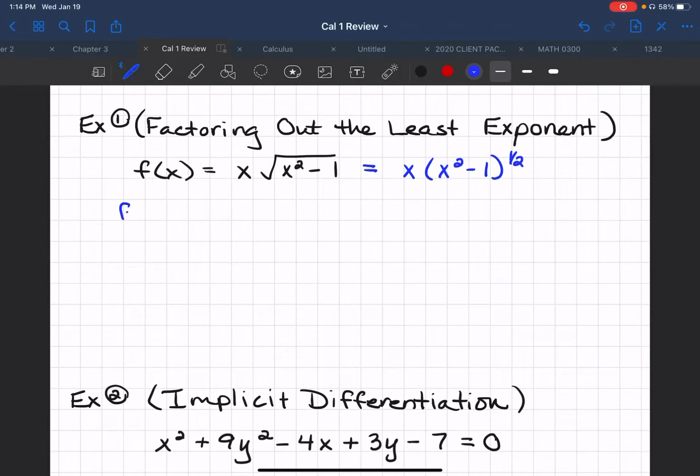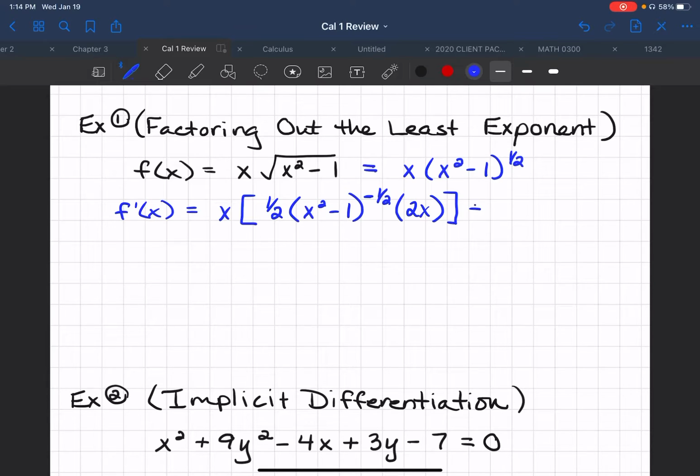So we'll have to do, just like we talked about earlier about the product rule, you're going to have to do the first times the derivative of the second, and I'm going to put a bracket around it just to show that it's the derivative of the second. We're going to take care of the power first, which would be 1/2 x squared minus 1 to the negative 1/2. And then we've got to take the derivative of what it's being raised to, or what's inside the parentheses, which would just be 2x. So that's the derivative of the second.